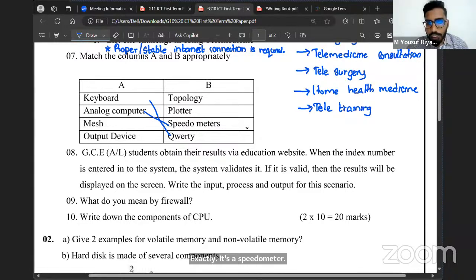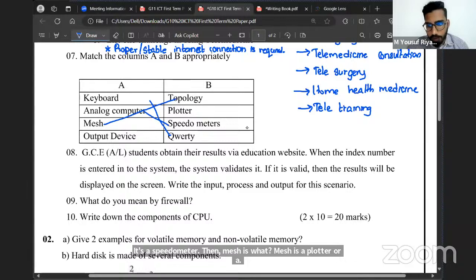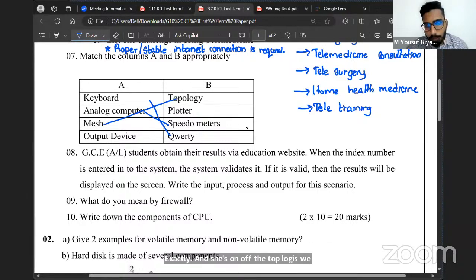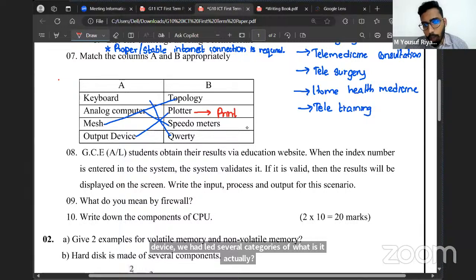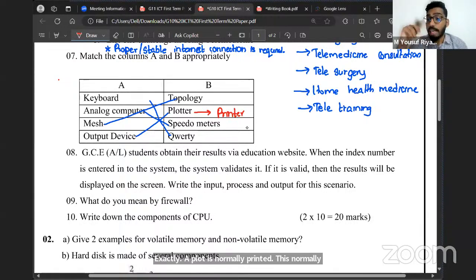Then mesh. Is mesh a plotter or a topology? Exactly. Mesh is one of the topologies we have. And then output device, obviously plotter. Plotter is what type of output device? We have learned several categories of output devices. A plotter is normally a printer, used to print architectural plans and things like that. Exactly. It's a non-impact printer as well. Perfect. Fine. So if you match it, this is what you get.